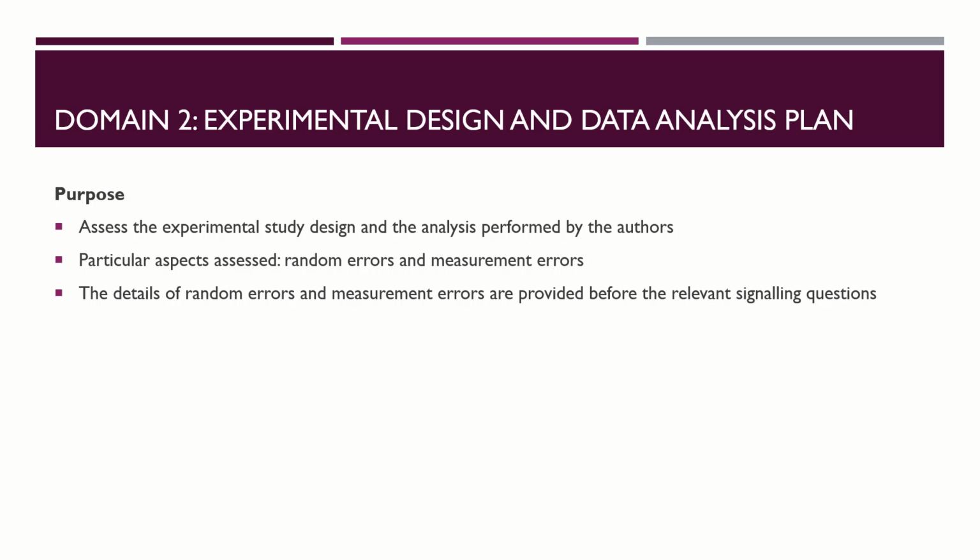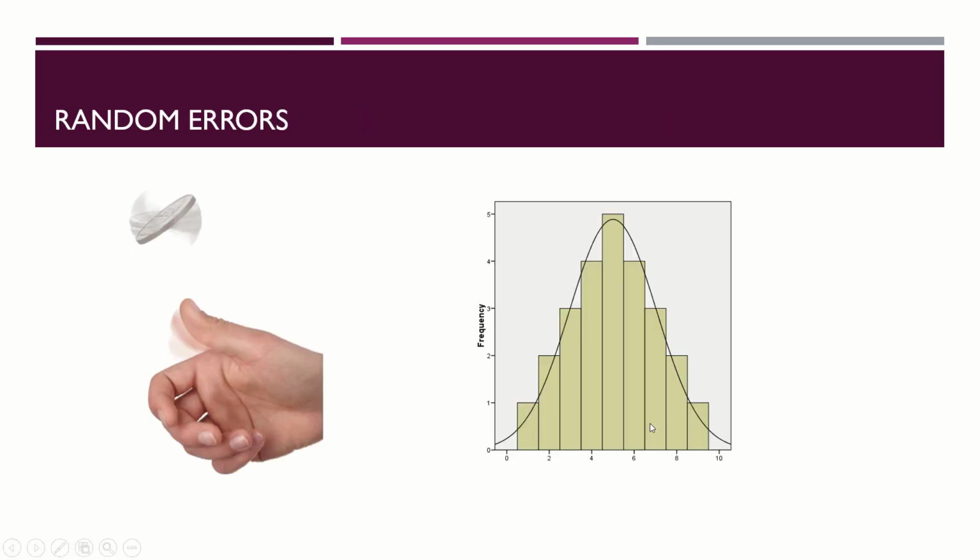Particular aspects assessed are random errors and measurement errors. And what are these? The explanation and details for these random errors and measurement errors are provided before the relevant signaling questions. So you don't need to wonder about what we mean by random errors and measurement errors. Okay, first we explain the concept of random errors.